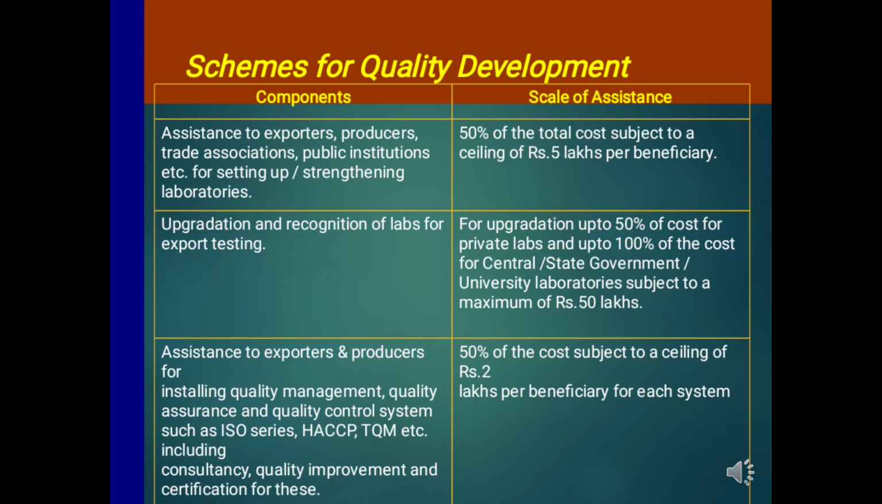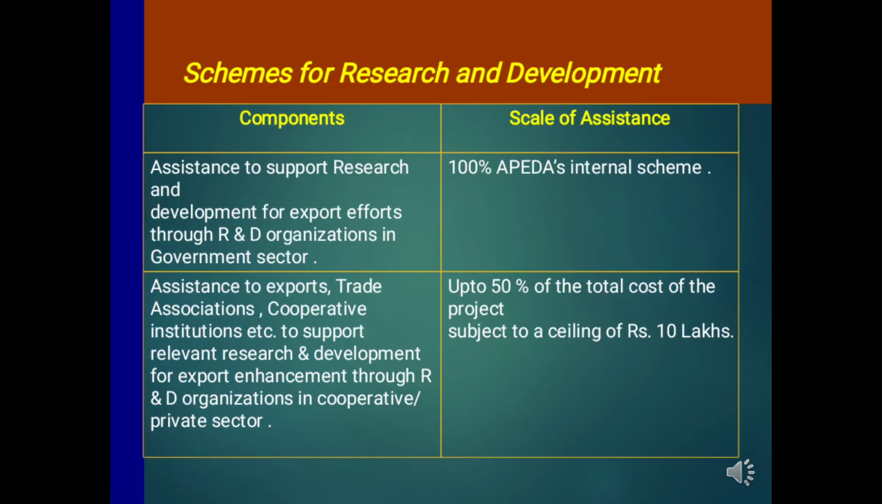Next we see about schemes for quality development. First one is assistance to exporters, producers and trade associations for strengthening laboratories, upgradation and recognition of labs for export testing, and assistance to exporters and producers for installing quality management, consultancy, quality improvement and certification. Next we see about schemes for research and development. Development of export efforts through research and development organizations in the government sector, assistance to exporters, cooperative institutions, etc.